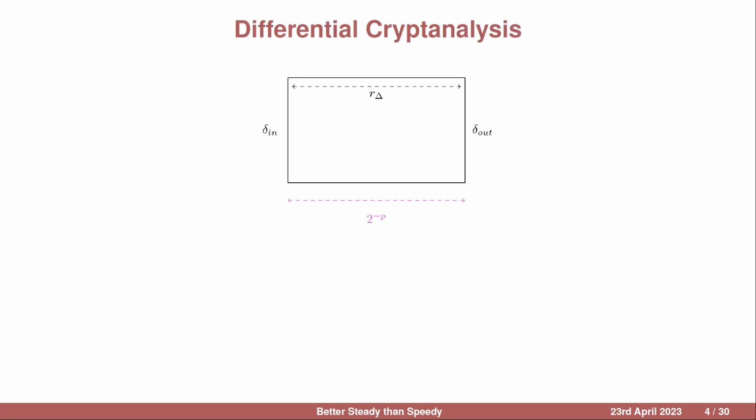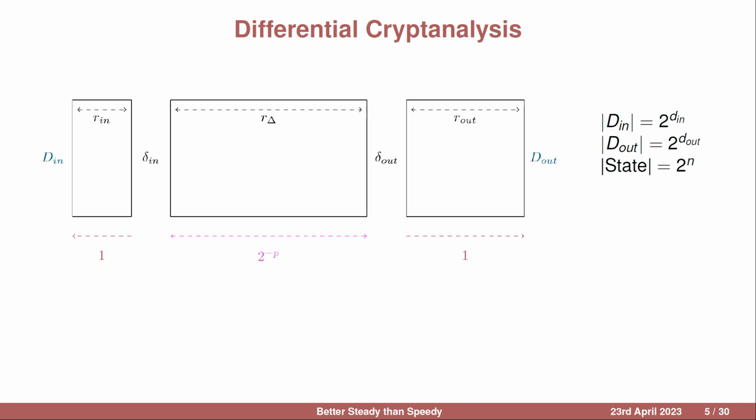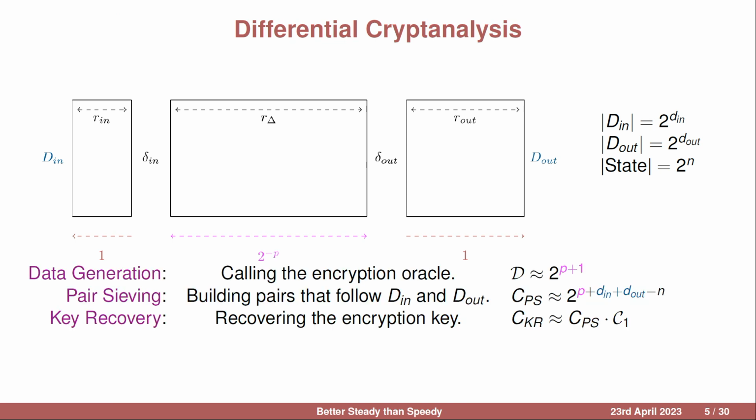So now, let's assume we have a differential distinguisher for some rounds of the block cipher with an underlying probability 2 to the minus p. What we can do is extend it both at input and output into key recovery rounds. And what we would obtain is two sets, D in and D out, that are the propagation of delta in and delta out respectively. We note 2 to the d in the size of D in, and 2 to the d out the size of D out, and 2 to the n is the size of the internal state. So with this, we can build a differential attack that splits into three main parts. The first part is data generation.